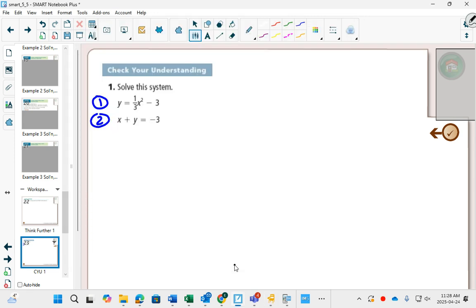But we can substitute in because I can take equation 2 and where the y is, I can substitute in 1/3 x squared minus 3. So after I substitute in, I look, oh, what kind of equation do I have? I have a quadratic equation. So I'll want to make one side equal to 0 and try to combine all of my like terms. And when making one side equal to 0, I like to order it so my x squared is first.